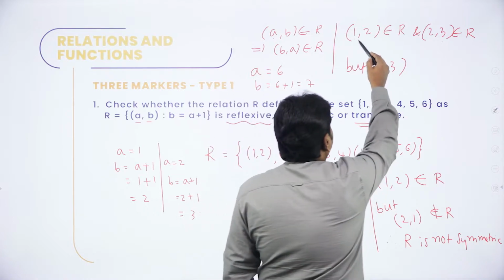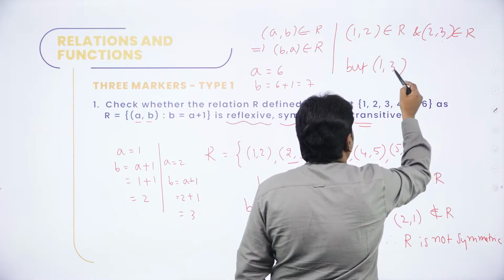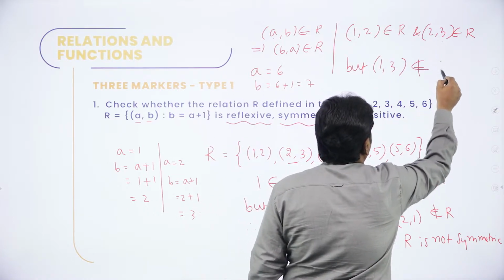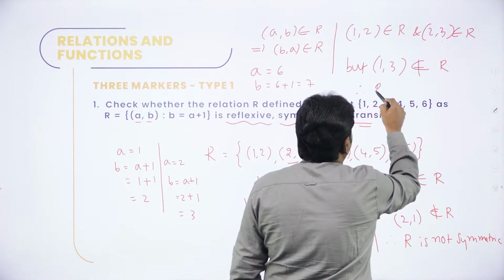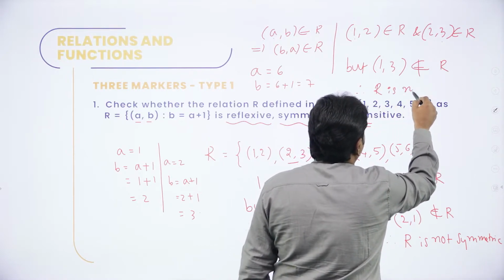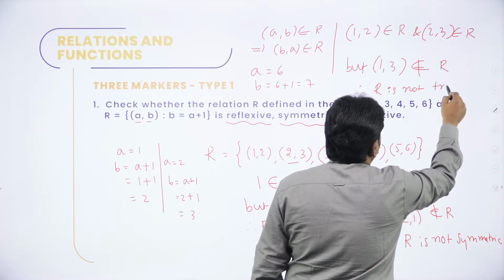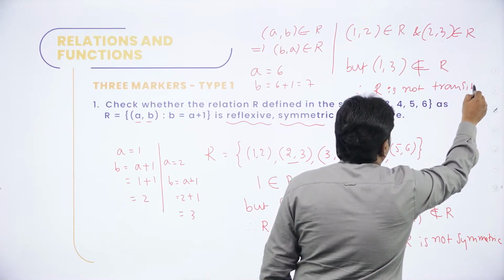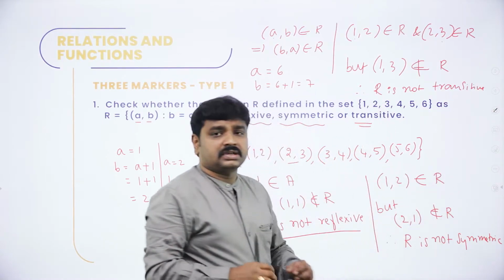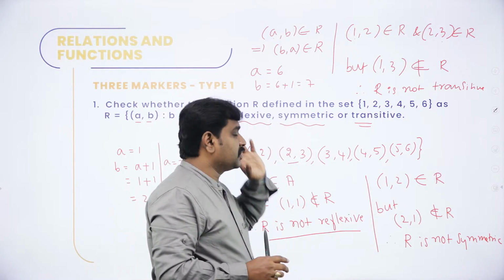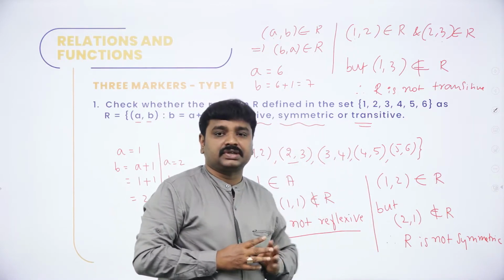So therefore 1 2 belongs to R and 2 3 belongs to R, but 1 comma 3 does not belong to R. Therefore R is not transitive. So now the given relation is not reflexive, not symmetric, and not transitive.